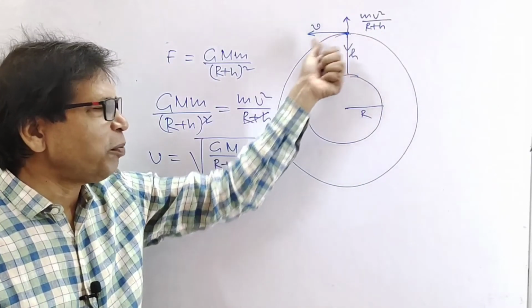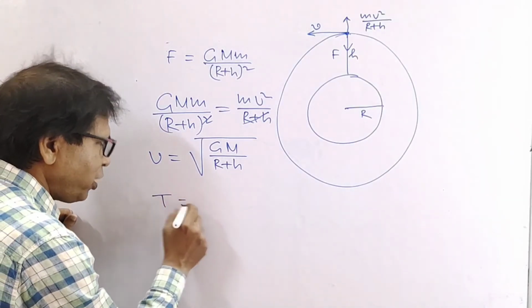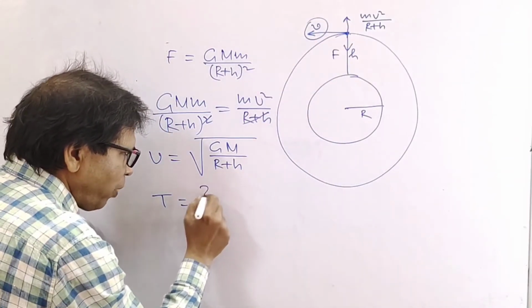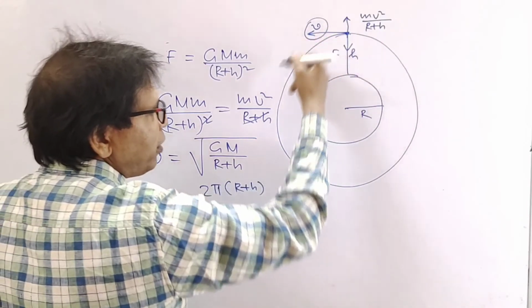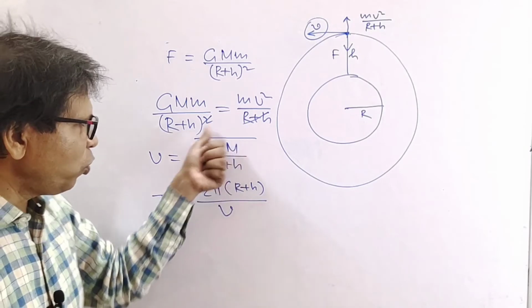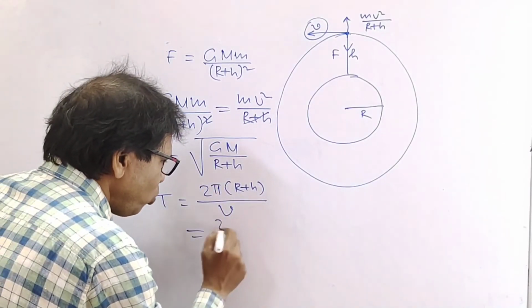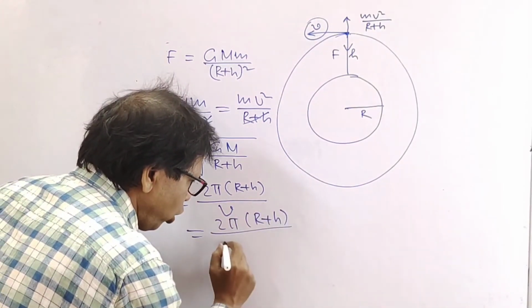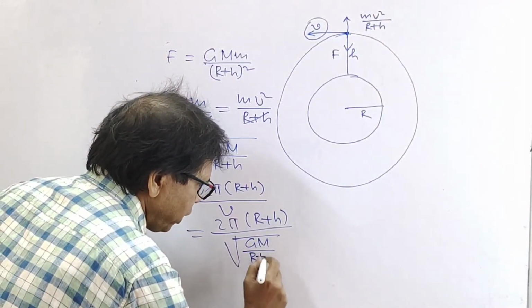Now we have to calculate the period of revolution. Look at this, the period of revolution is the total path divided by velocity. Now the total path is 2 pi into (r plus h), this is the circumference. Okay, and the velocity is v. Now we know the orbital velocity. So look at this, here it is 2 pi (r plus h) into root under of GM divided by r plus h.